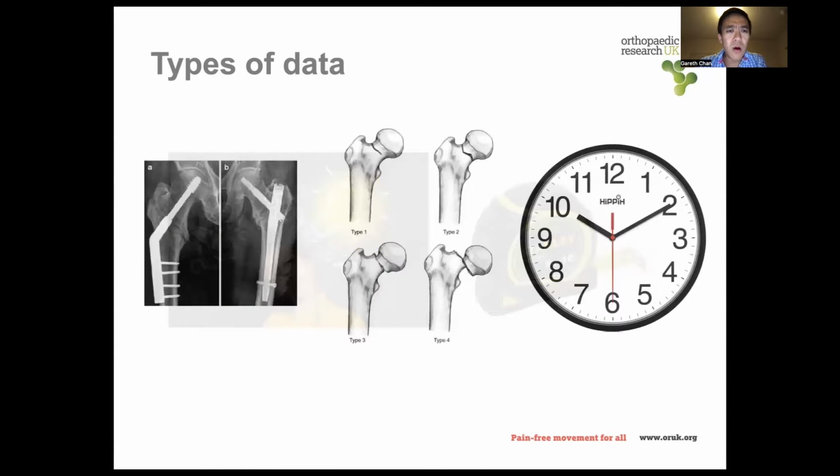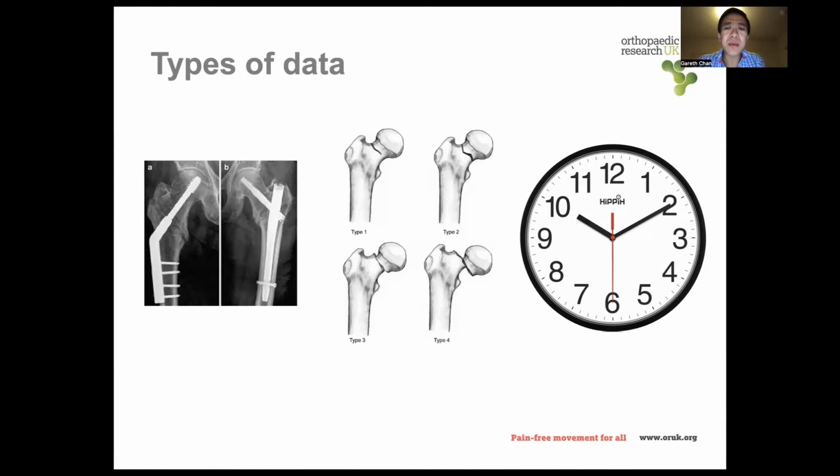And then of that type of data, you have nominal data. So for example, on the left of your screen, whether we fix a hip fracture with a DHS, which is plates and screws, or whether we fix it with a nail, there's no ranking to that data. Arguably, there's nothing that's worse or better. So that's nominal data. Another example could be someone's gender.